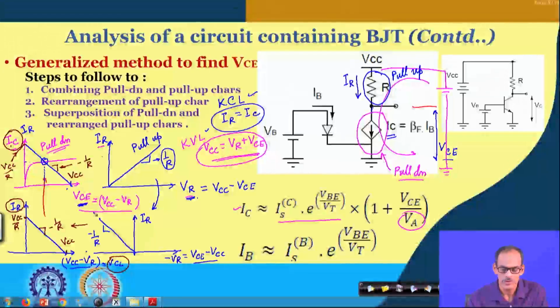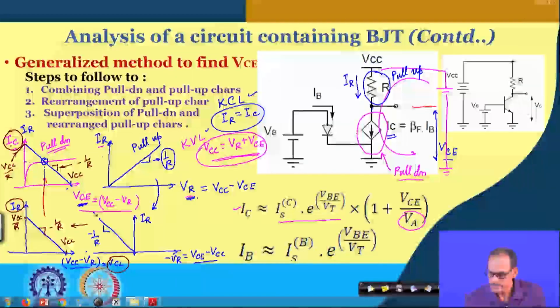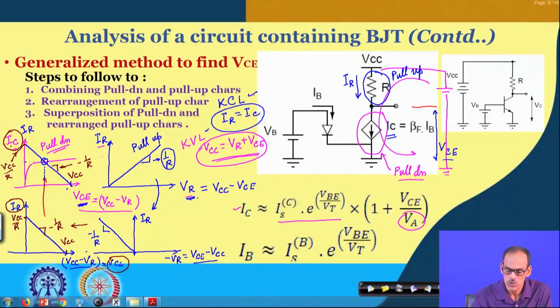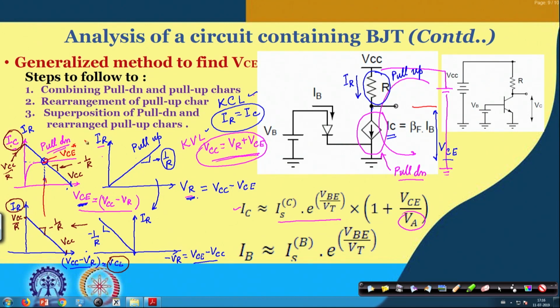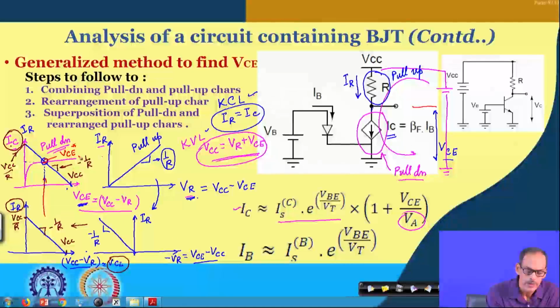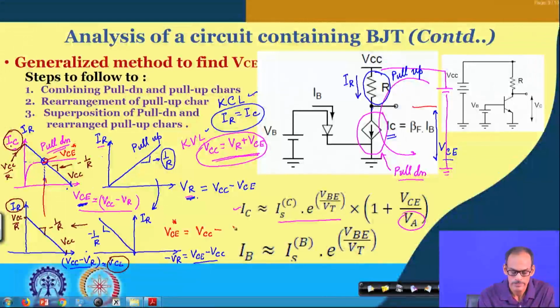This is a pictorial, generalized method, but equation-wise, let me use a different color here. Whatever the V_CE we are getting here, let us call this V_CE star, and then the corresponding I_C star. So, V_CE star, let me use this space, V_CE star is V_CC minus this I_C star into R. How do you get that?